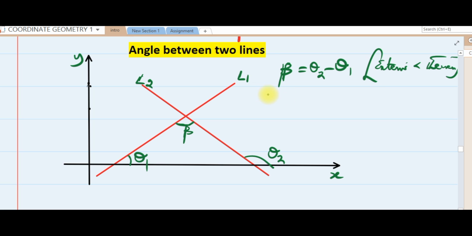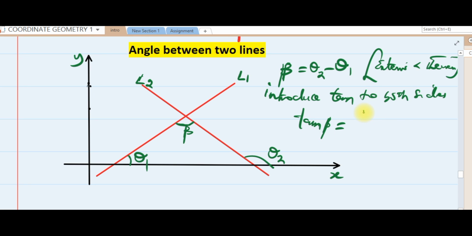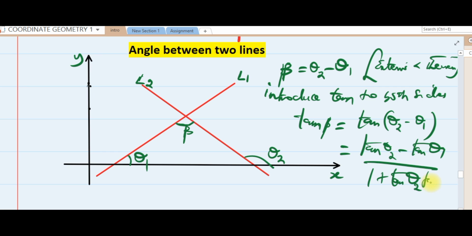So we are saying that tan beta is tan of theta 2 minus theta 1. And from advanced trigonometry, this is always equal to tan theta 2 minus tan theta 1 over 1 plus tan theta 2 tan theta 1. That's from advanced trigonometry.